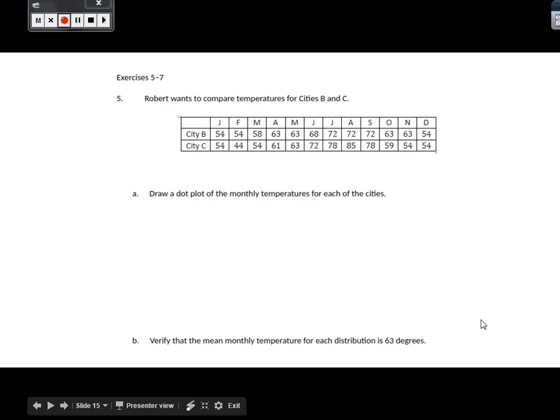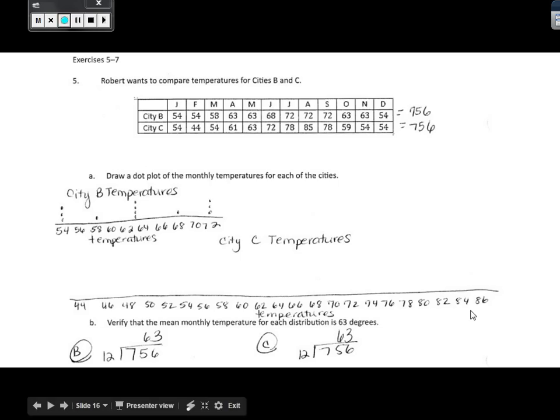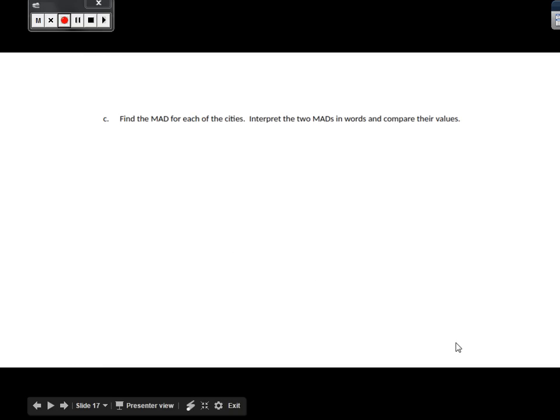We're going to try to do some more decision making with mean and MAD right now. Exercise 5. Robert wants to compare temperatures for city B and C. Draw a dot plot of the monthly temperatures for each of the cities. Part B. Verify that the mean monthly temperature for each distribution is 63 degrees. Here are some notes to help you with your answers for number 5. Part C. Find the MAD for each of the cities. Interpret the two MADs in words and compare their values.